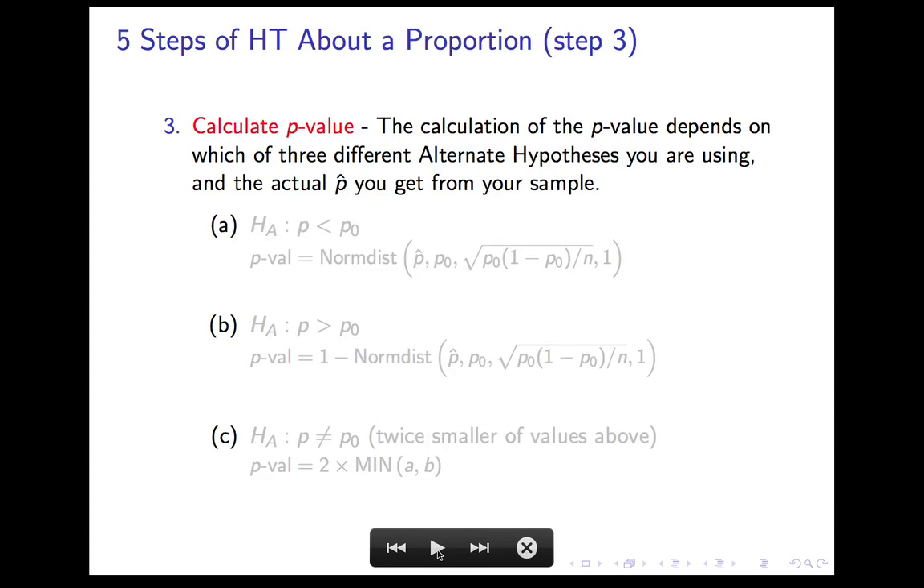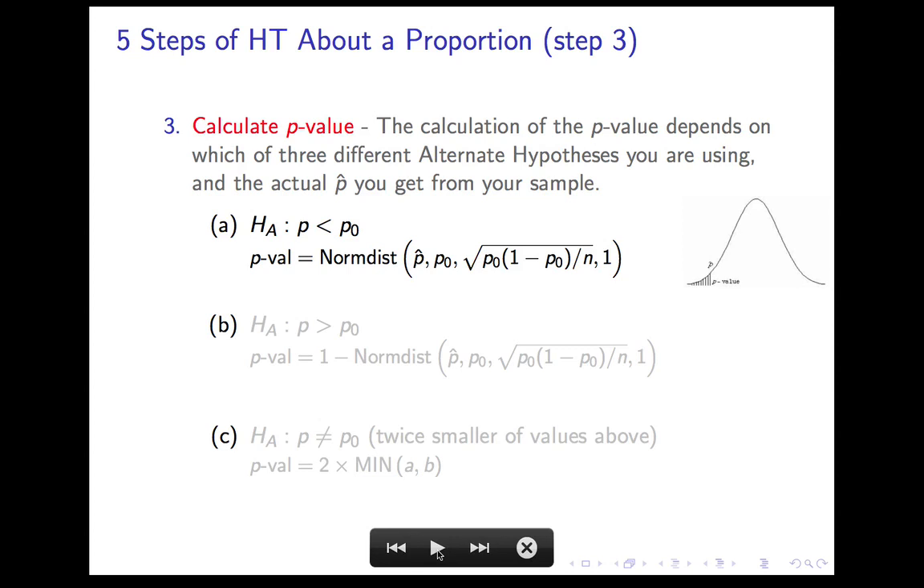The third step, this is the heart of the procedure, is to calculate the p-value. You calculate the p-value using a norm-dist calculation. There are three slightly different variations on this calculation, depending on which alternate hypothesis you use. In case A, when you're testing the claim that p is less than p naught, the p-value is simply norm-dist. The first entry, you put the p-hat from your sample. Here's where your sample data enters into it. The second entry is the mean of the sampling distribution, which remember was p naught, assuming the null hypothesis.